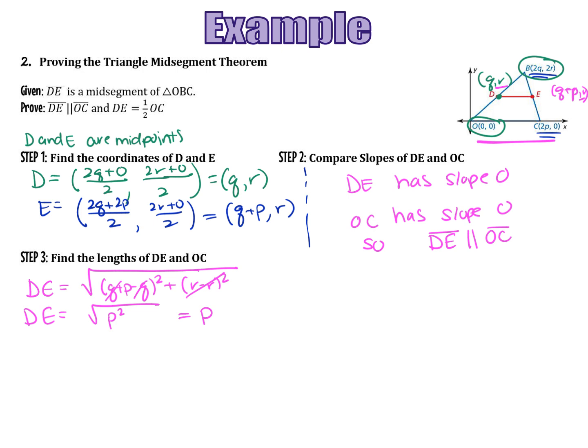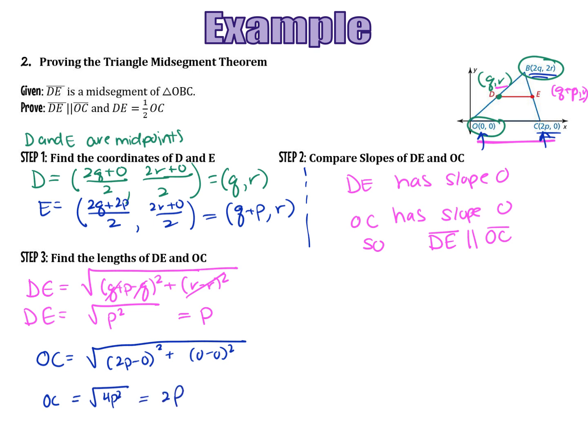Now, let's look at the length of OC. That's going to be the square root of 2p is my first x coordinate, minus 0 squared, plus 0 minus 0. Both of my y values are 0 squared. So this is going to equal the square root of 2p squared is 4p squared. And if I take the square root, I get back to 2p. And now we can verify what this statement says.